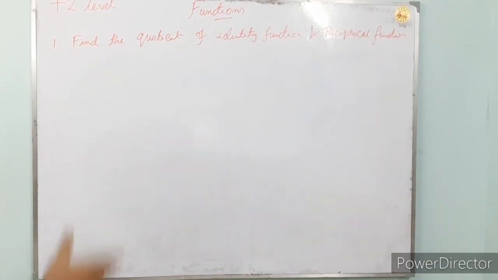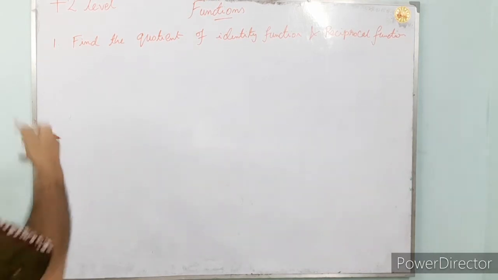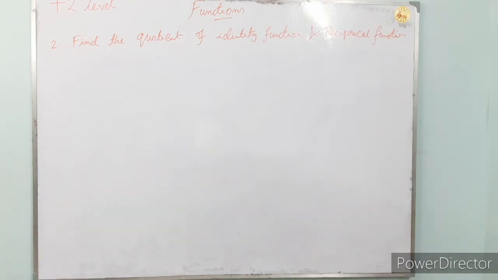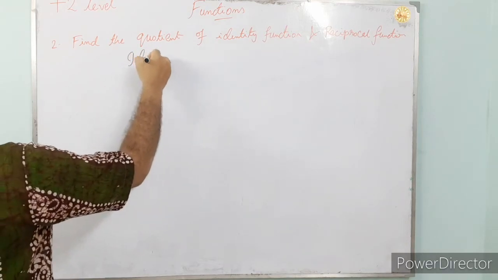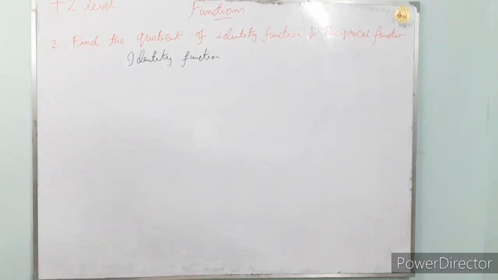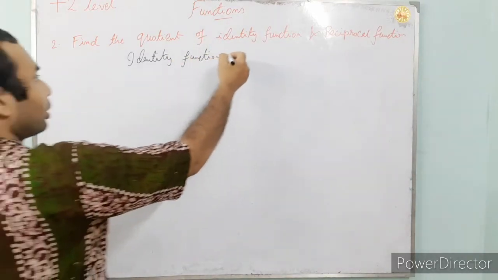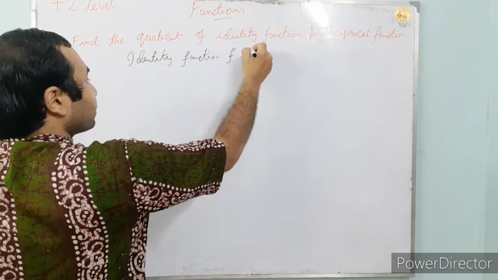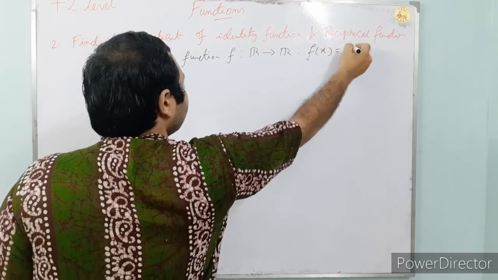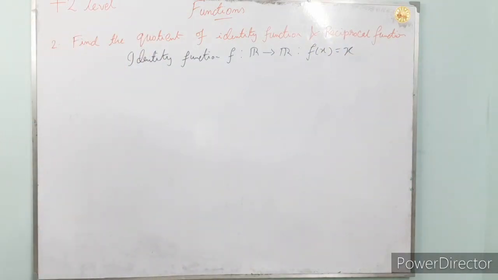So students, our next example is: find the quotient of the identity function and the reciprocal function. You all know about the identity function and the reciprocal function. The identity function is defined from R to R, f such that f(x) equals x. This is the identity function.